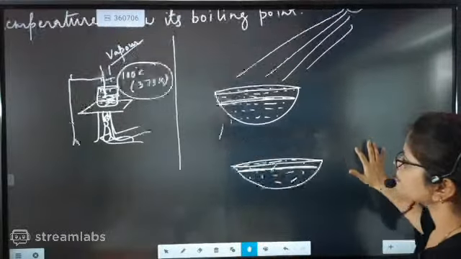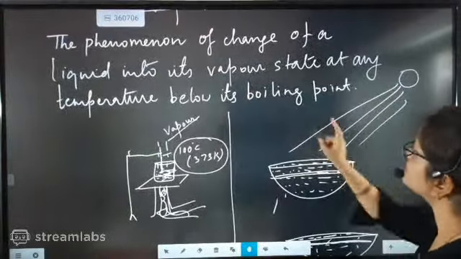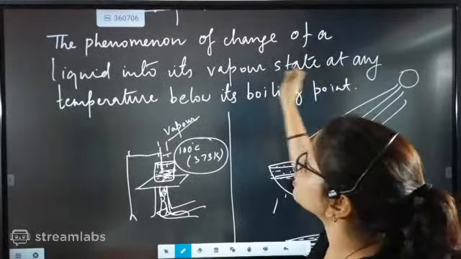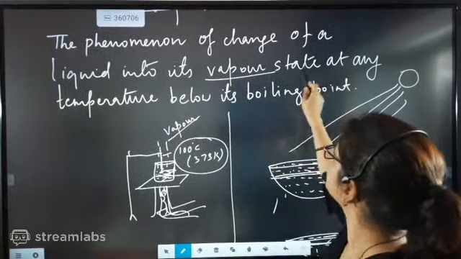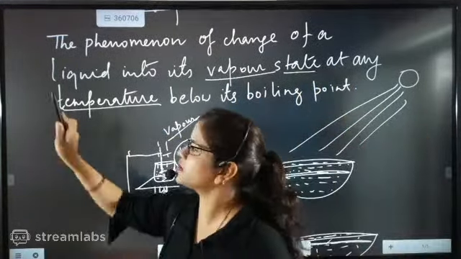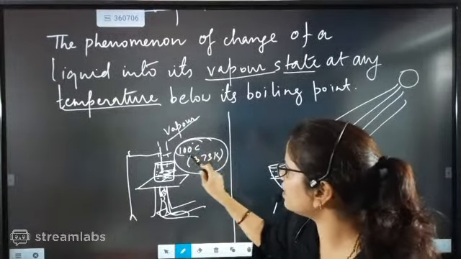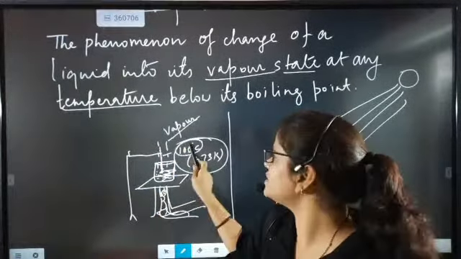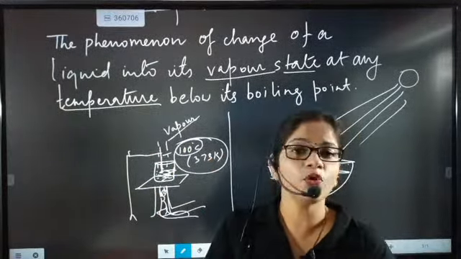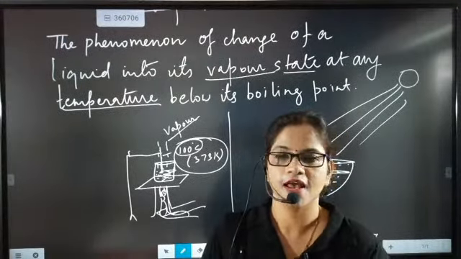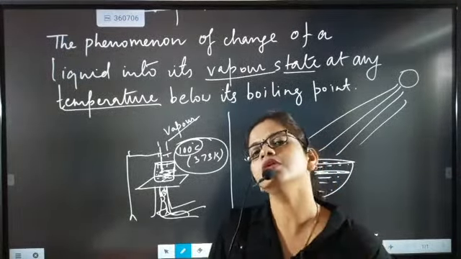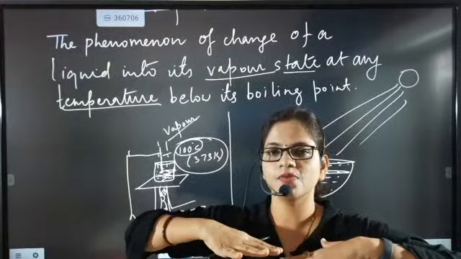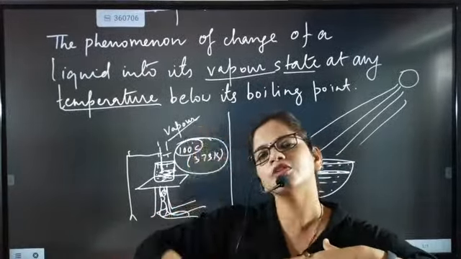Okay. So Darshini said, "Ma'am, you have given this definition: the phenomenon of change of a liquid into vapor state at any temperature." That means not at a specific 100 degrees Celsius, but at any temperature below the boiling point. What is the boiling point of water, beta? The boiling point of water is 100 degrees Celsius. And once we keep on continuously boiling it, 100 degrees Celsius will be maintained, and water will come out in the form of vapor.